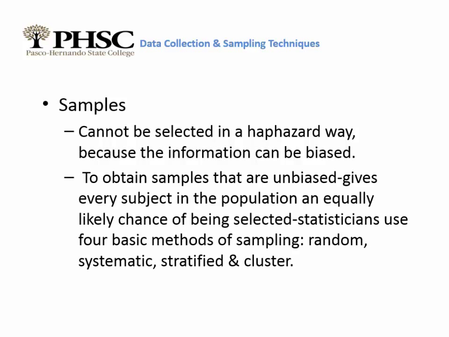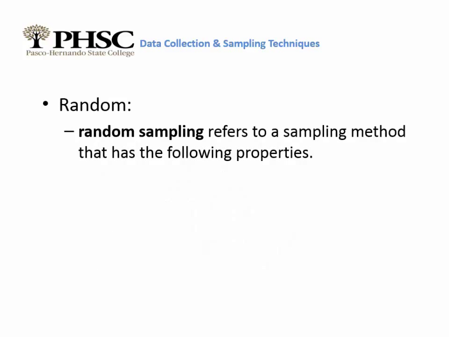collection. So to obtain samples that are unbiased, it gives every subject in the population in question that we're looking at the same equal opportunity to be selected. So statisticians or researchers use 4 basic methods of sampling: random sampling, systematic, stratified, cluster, and we also use convenience, and I'll talk about that.